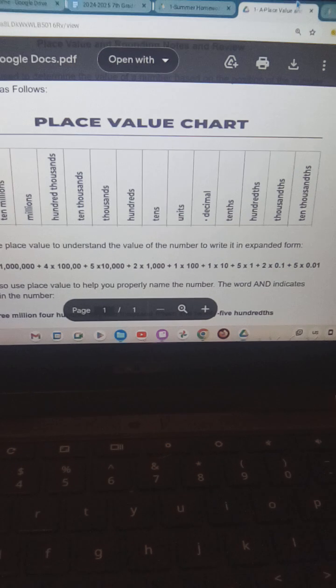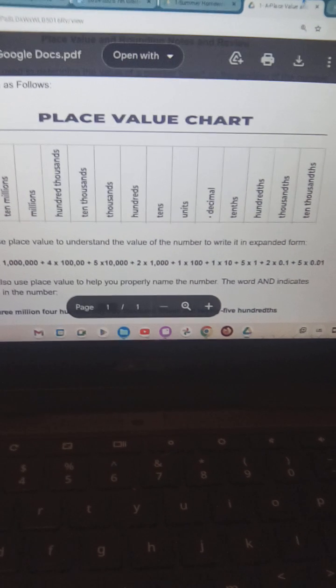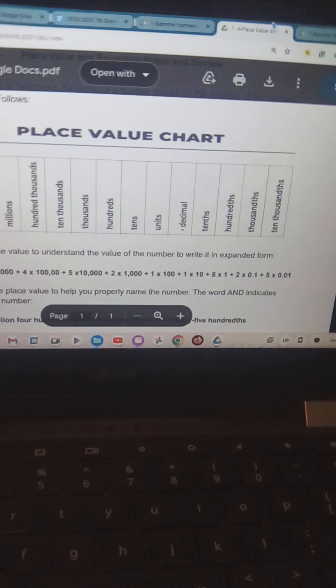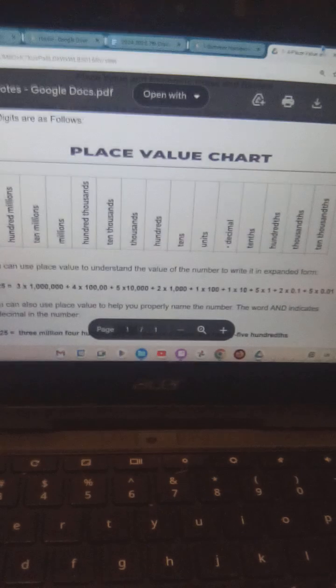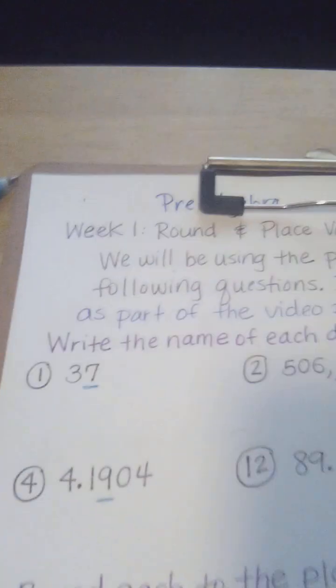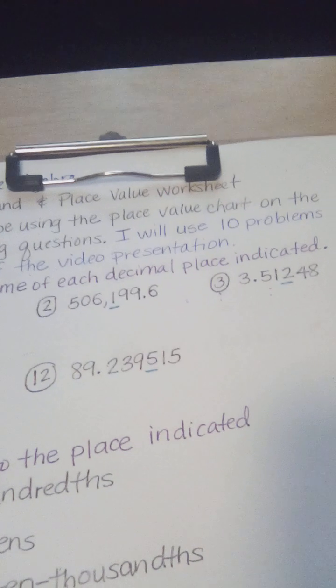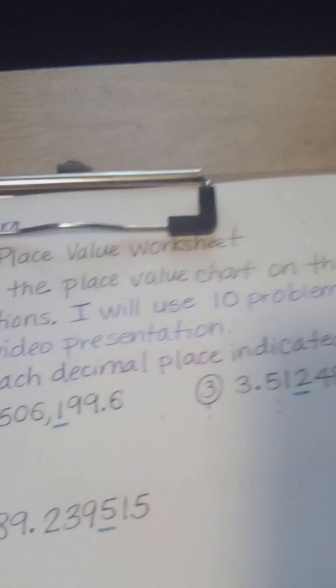So this is significant in today's worksheet. I selected 5 problems from one section and 5 problems in another. So is everyone ready for this? All right, let's begin. I selected number 1, number 2, 3, 4, and 12 for this first section. Write the name of each decimal place indicated.